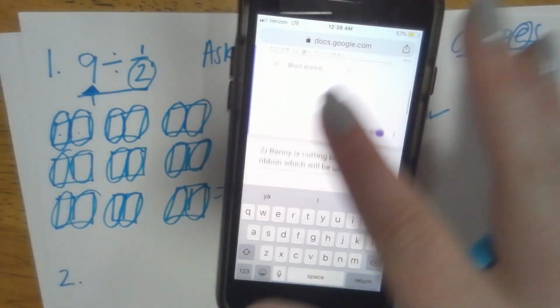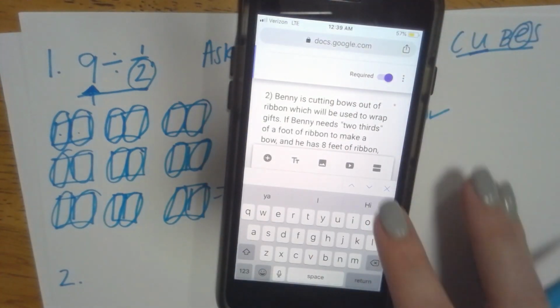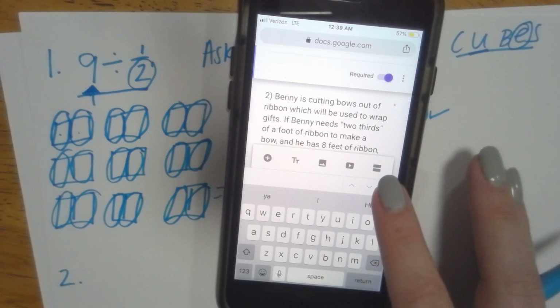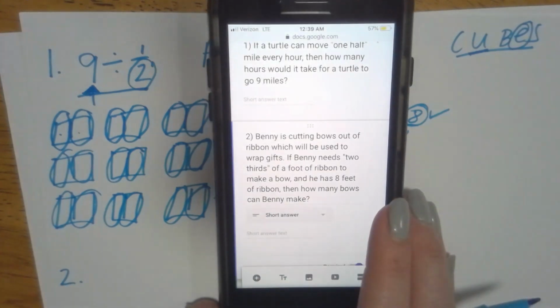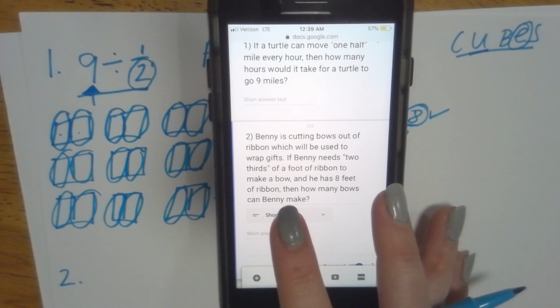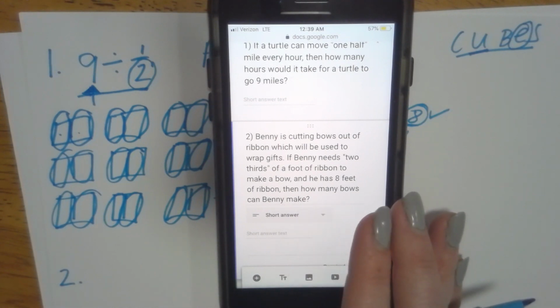Again, remember, so you have these on yours, but we can just read it together here. Benny is cutting bows out of ribbon, which will be used to wrap some gifts. If Benny needs 2/3 of a foot of ribbon to make a bow, and he has 8 feet of ribbon, then how many bows can he make?